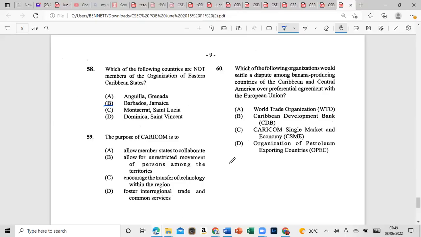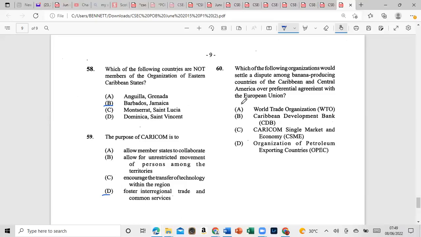All right, let's move on to 59. The purpose of CARICOM is to A, allow member states to collaborate; B, allow for unrestricted movement of persons among the territories; C, encourage the transfer of technology within the region; or D, foster interregional trade and common services? So 59 is actually D, foster interregional trade and common services.